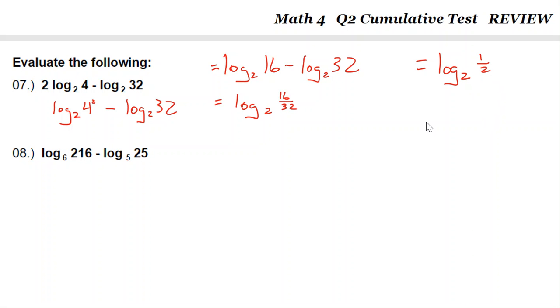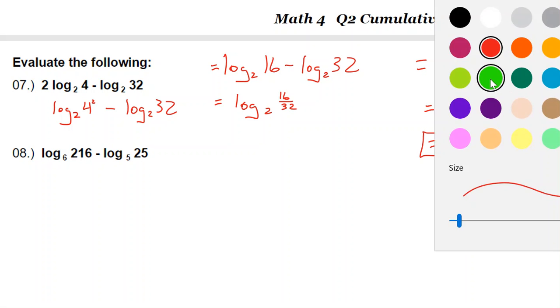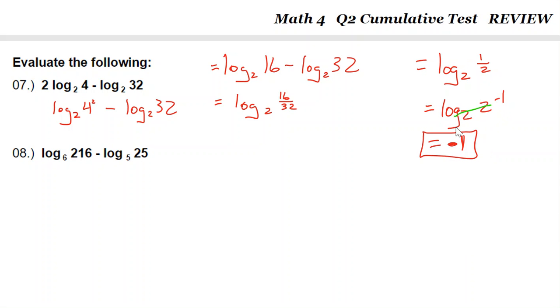Now, if we're going to say log base 2 of 1/2, it probably would be helpful here to rewrite that as 2 to the negative 1. And those two, the log base 2 and the 2, cancel each other out, and our answer is -1. And remember, these two cancel out.